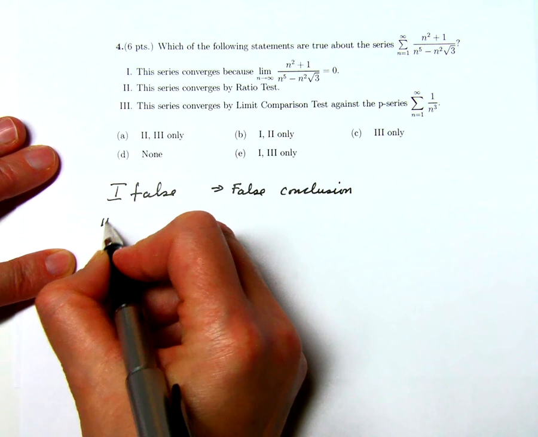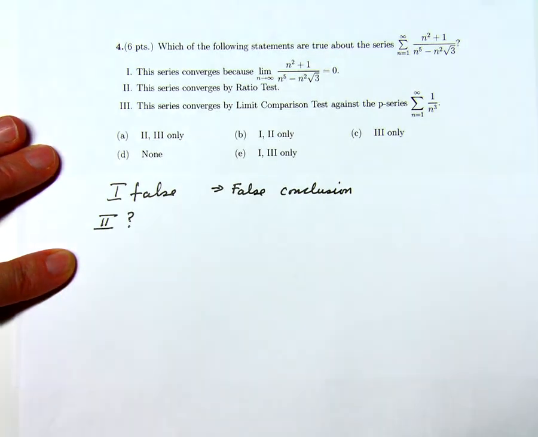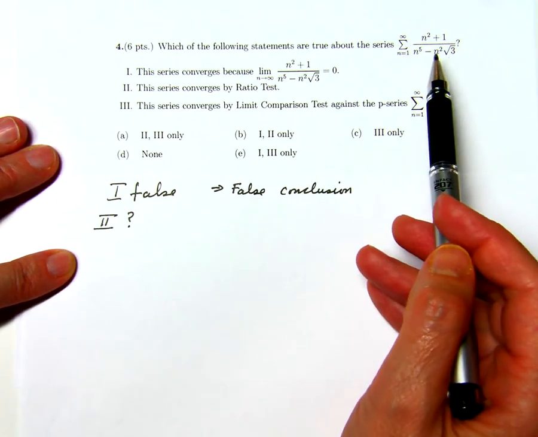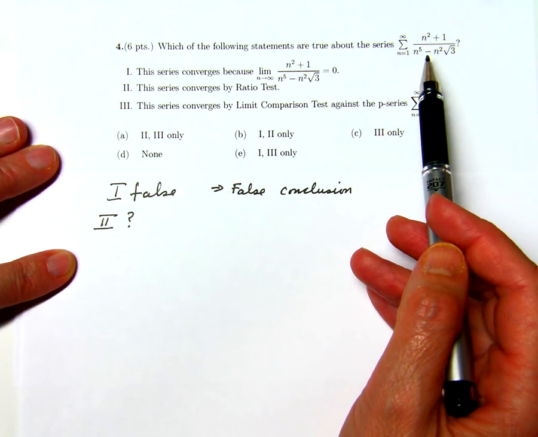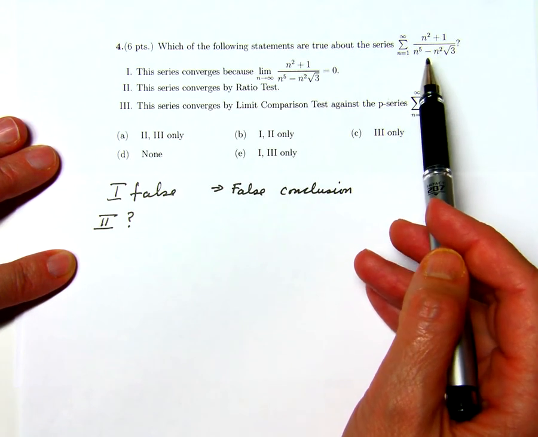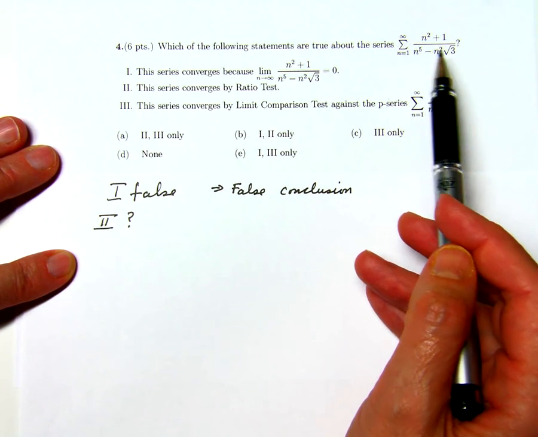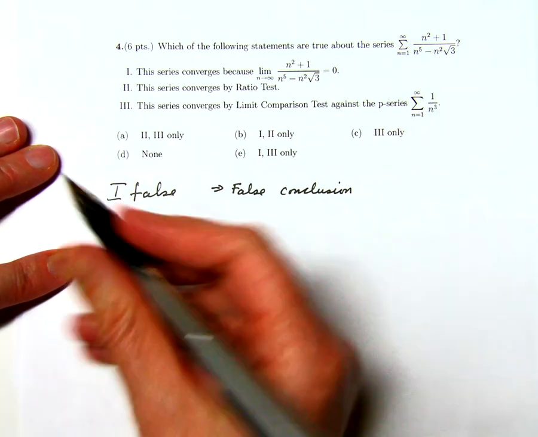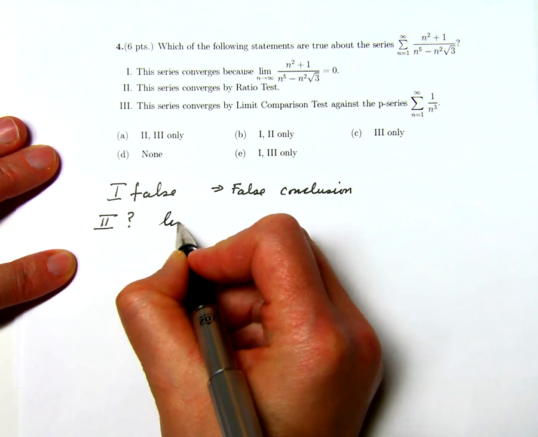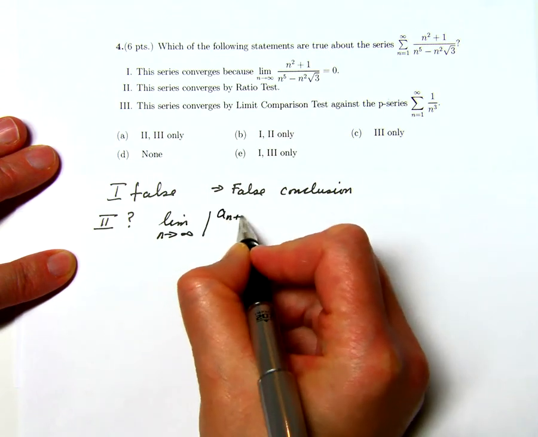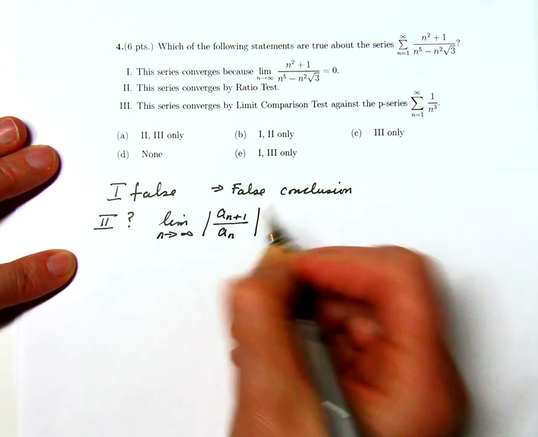How about number 2? Well, number 2 says the series converges by the ratio test. Now, in general, the ratio test does not work for rational functions. When you calculate the limit of the absolute value of an plus 1 over an here, if you have a rational function, that limit is going to be 1. Let's check it out for sure. The limit as n goes to infinity of the absolute value of an plus 1 over an.